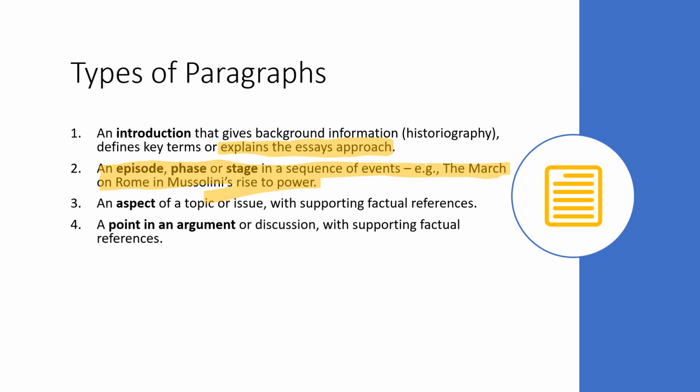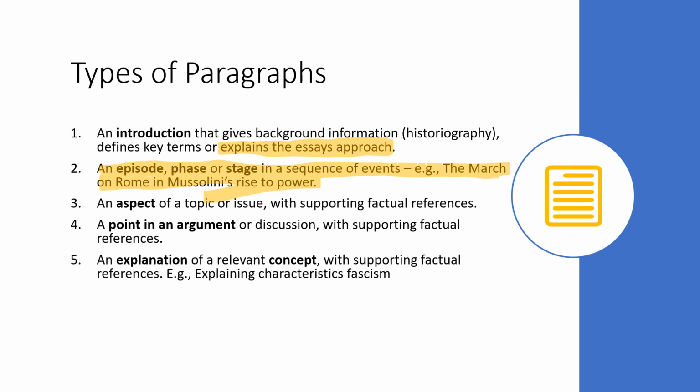paragraphs. And then fifthly, it could be an explanation of a relevant concept with supporting factual references. This I can actually see the benefit of, and I can see the merit in. So if you're dealing with, we'll stick with characteristics of life in fascist Italy, you could write a paragraph explaining the characteristics of fascism with supporting factual references of where those characteristics of fascism are evident in Mussolini's Italy. So that's the type of paragraph that we could write when we explain what fascism is. It would usually be paragraph 1 of that essay, if I'm being honest.